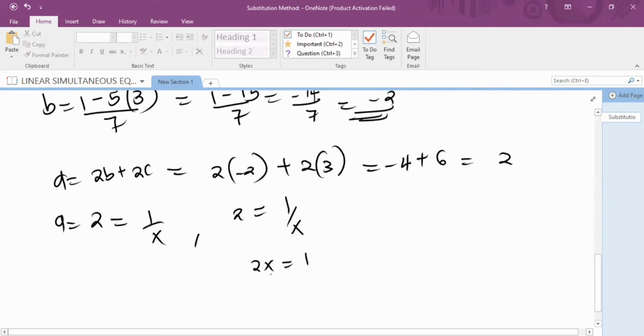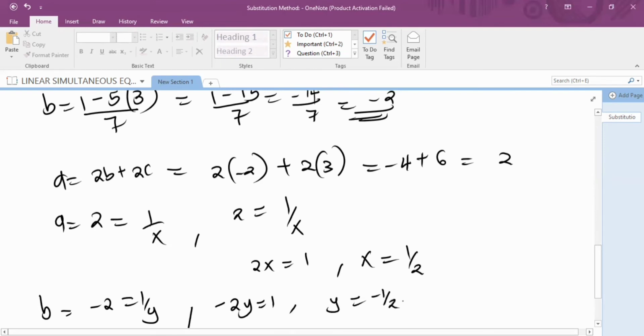This is 2x is equal to 1, and x is hence equal to 1/2. Our b is equal to minus 2, and our b was 1/y. So clearly this is minus 2y is equal to 1, making y the subject of the formula. We will find that y is equal to minus 1/2.